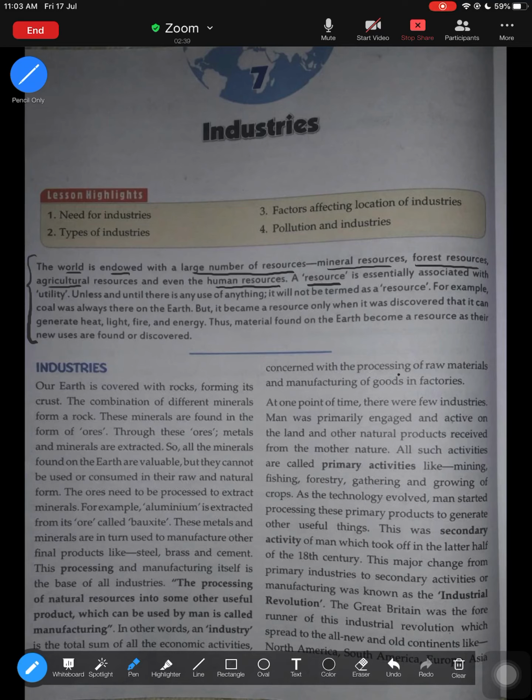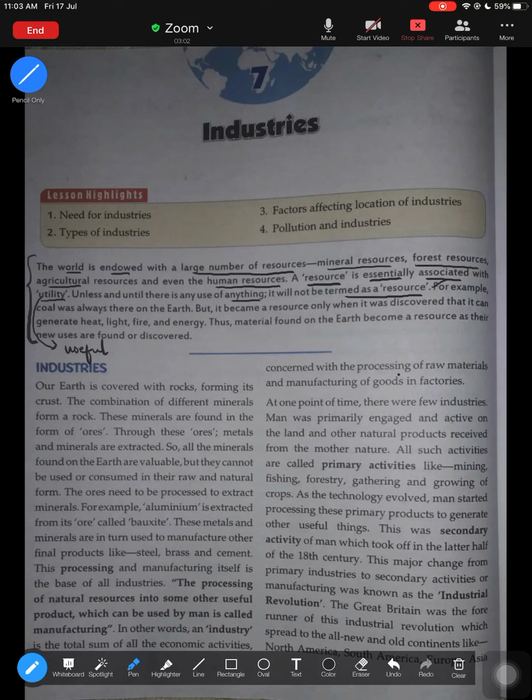We learned that a resource is essentially associated with utility. A resource is something that has utility, utility meaning something that is useful. So anything that is useful is termed as a resource. It has to be useful. Unless and until there is any use of anything, it will not be termed as a resource. Anything that does not have any use will not be termed as a resource.